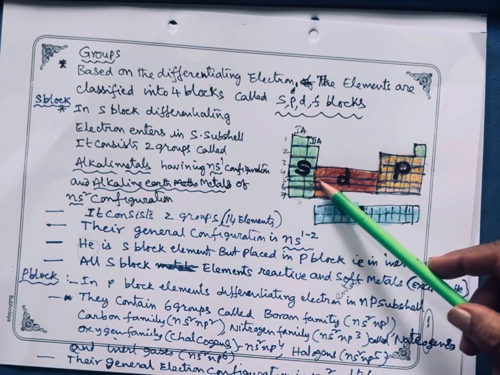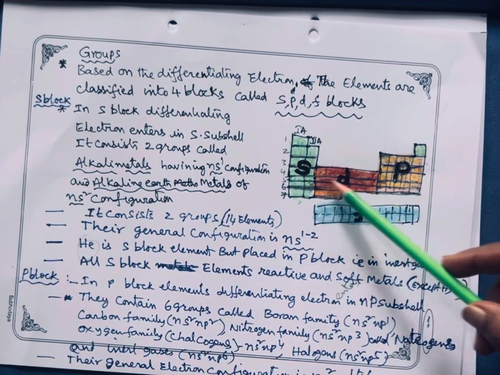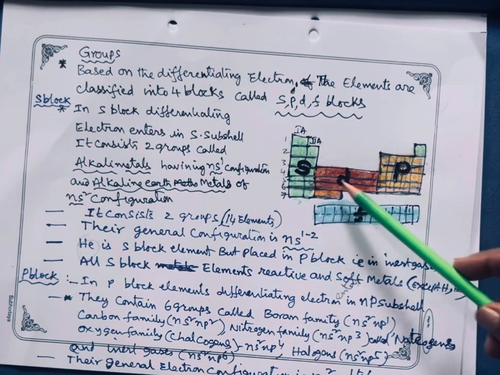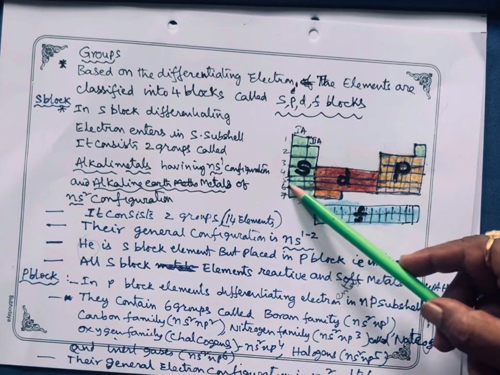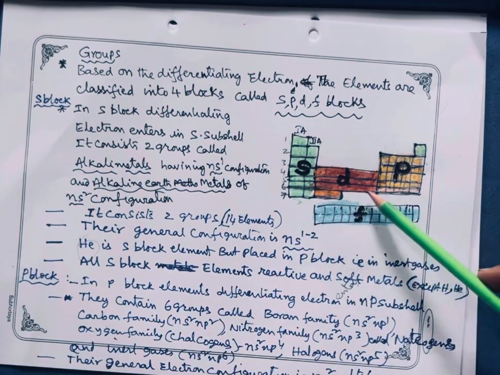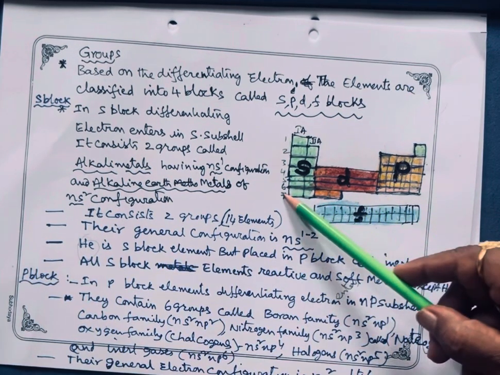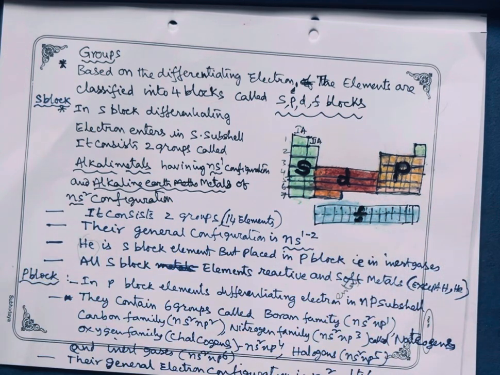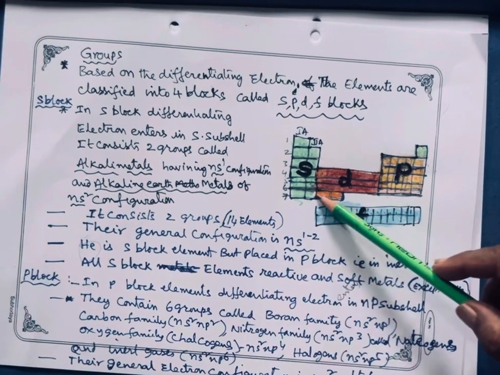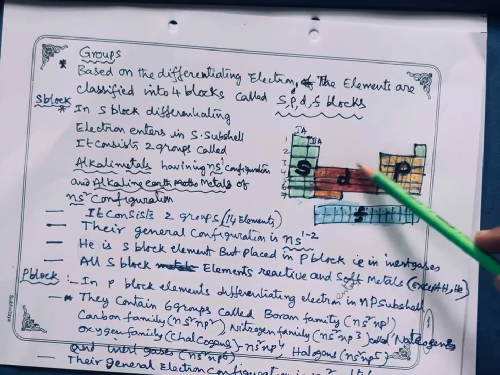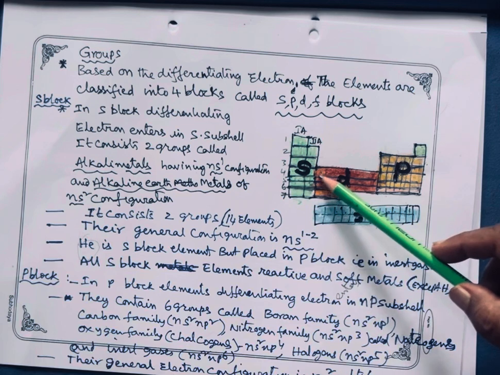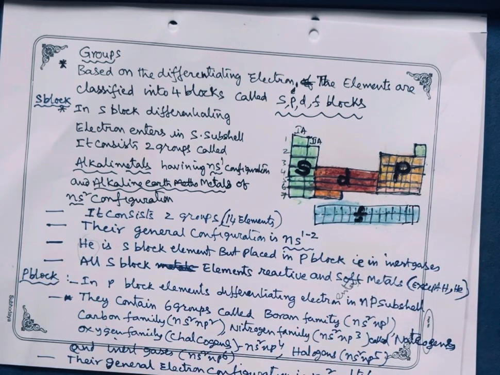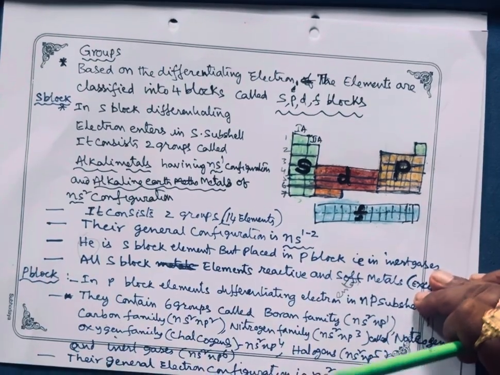In the 5th period, the red area, this is 5s1, 5s2, and 4d1 to 4d10. In the 6th period, 5d1 to 5d10. In the 7th period, 6d1 to 6d10. Now these are also partially identified. So in total 40 elements are there in this block. Here the electrons are filled in the n-1 d subshell.